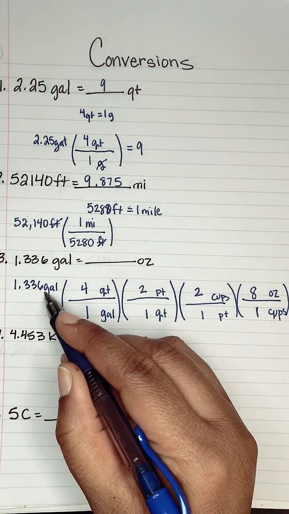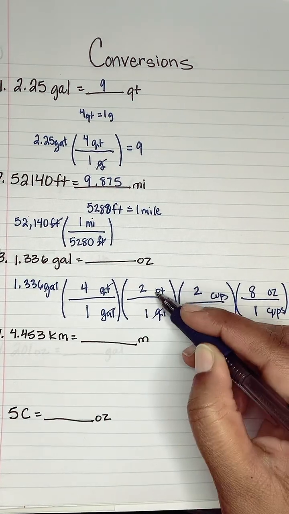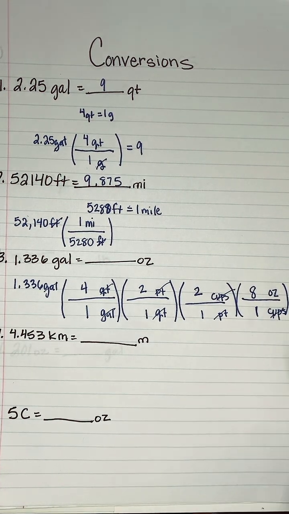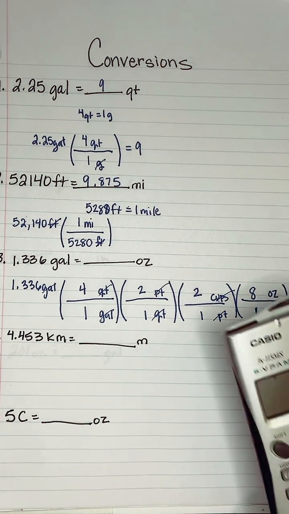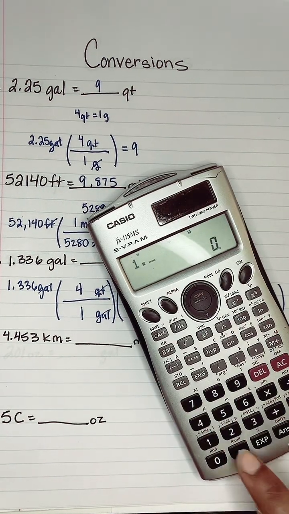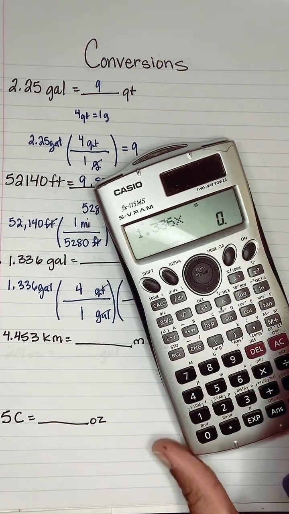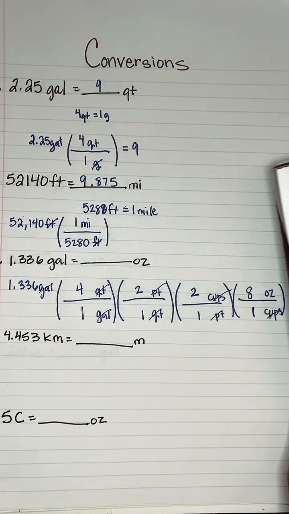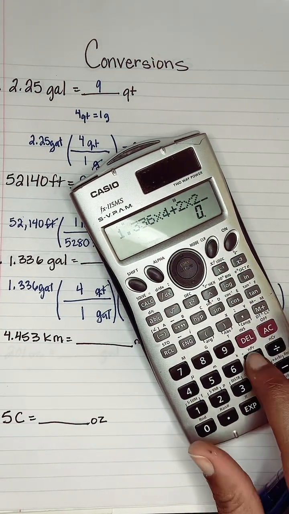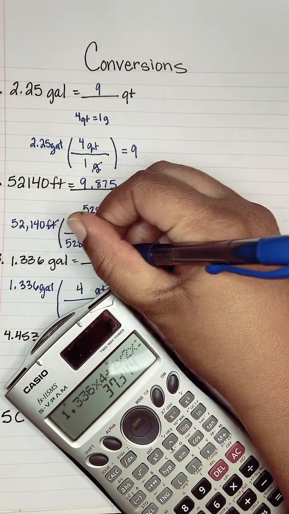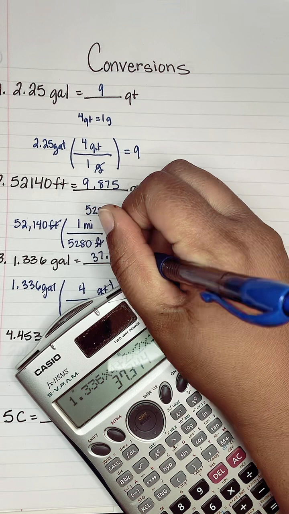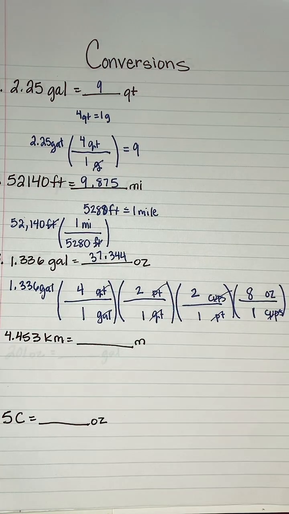So now that we have gallon, gallon, quart, quart, pint, pint, cup, cup, and we end with ounces, we can multiply straight across. So we can do 1.336 times 4 times 2 times 2 times 8. And that will get us 37.344 ounces.